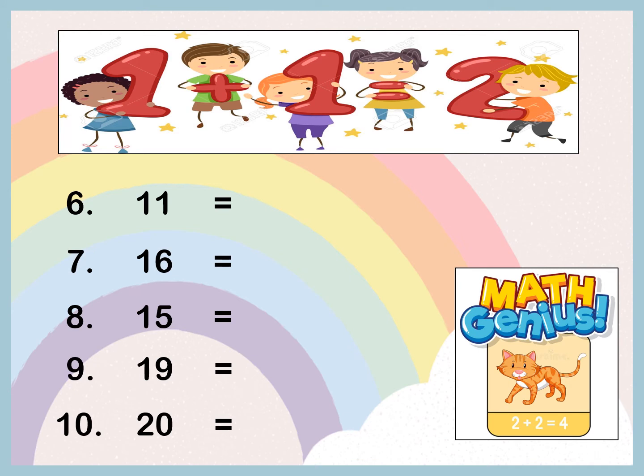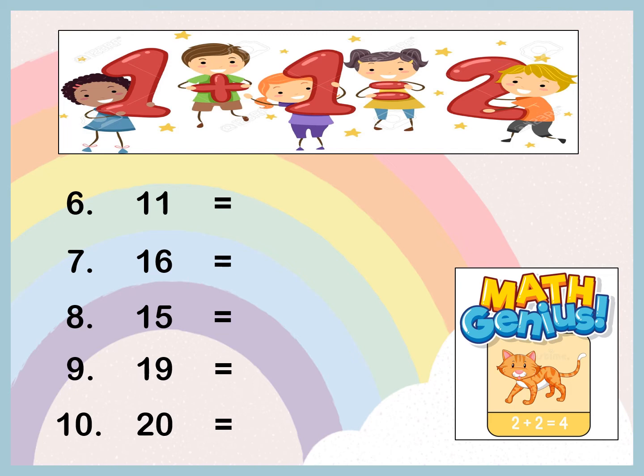It's 20. Yes, it's 20. How do you spell 20? Spell 20. Alright, I'm going to give you a couple of seconds for you to answer numbers 6, 7, 8, 9, and 10. And after that, Teacher Joshua is going to show you the correct answers on how to spell these numbers. Again, we have 6, 7, 8, 9, 10.